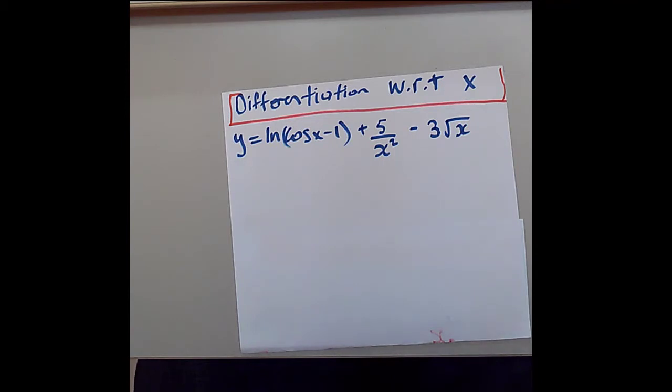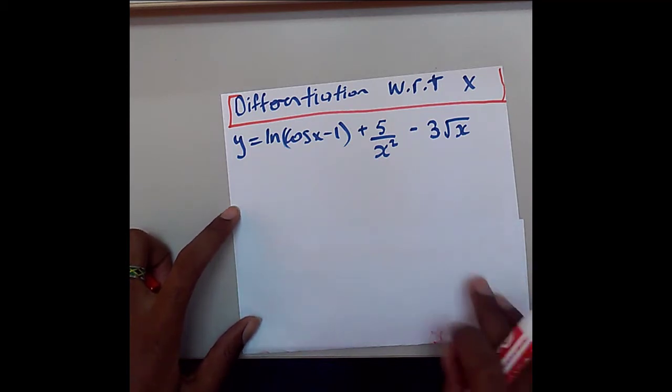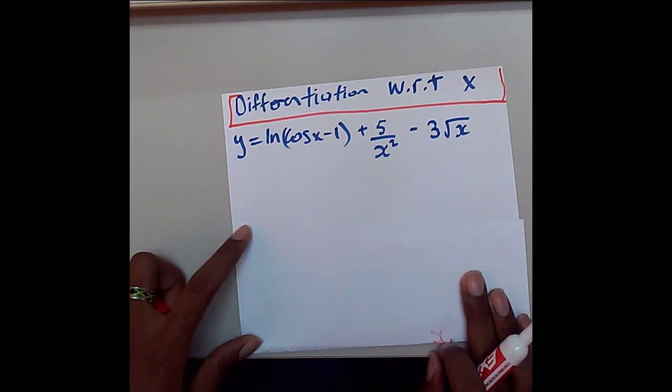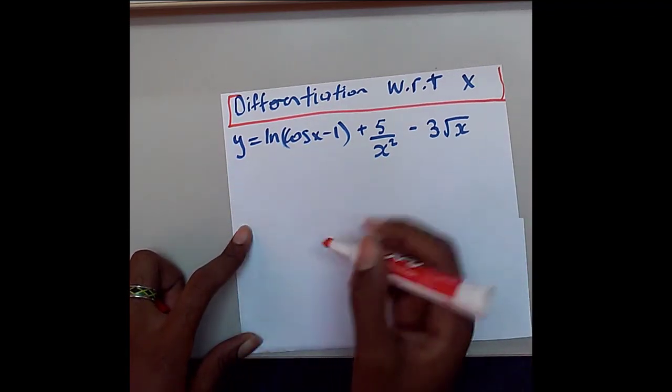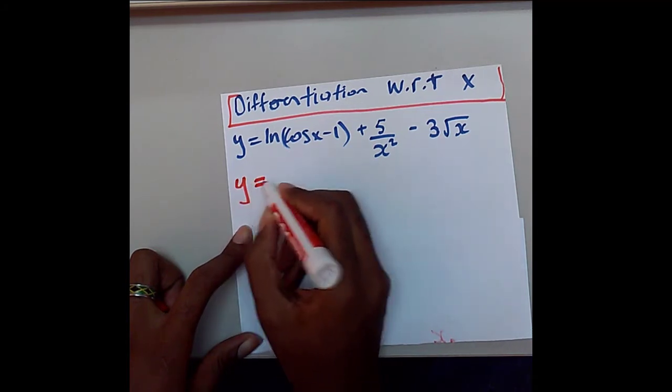In this video, I'll be differentiating some examples. We have an example here, y equals ln of cos x minus 1, plus 5 over x squared, minus 3 root x. What we want to do is rewrite this so that it can be easier to differentiate.